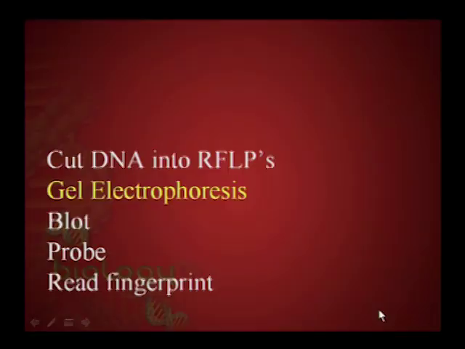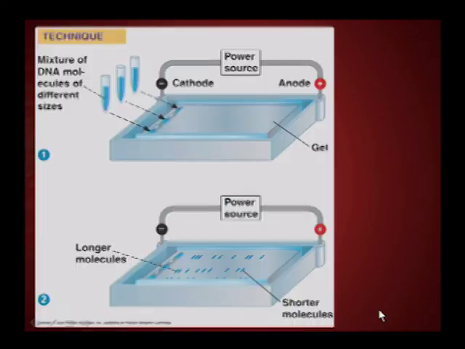Okay, now, how do we separate the fragments into different lengths? So again, we basically have a tiny vial, and we've got these all mixed together, but we want to separate them out according to length, these RFLPs. So the process here involves gel electrophoresis.